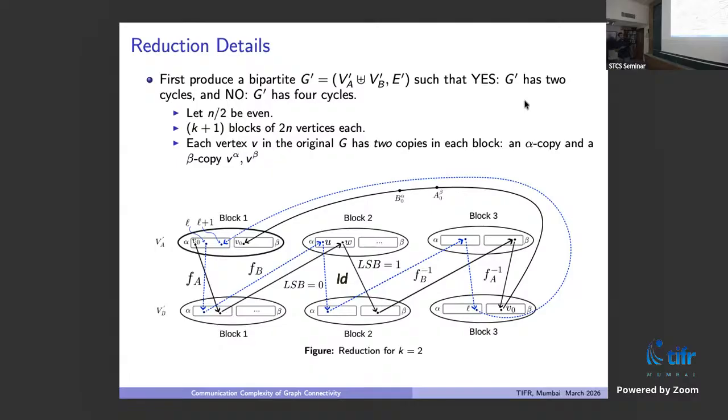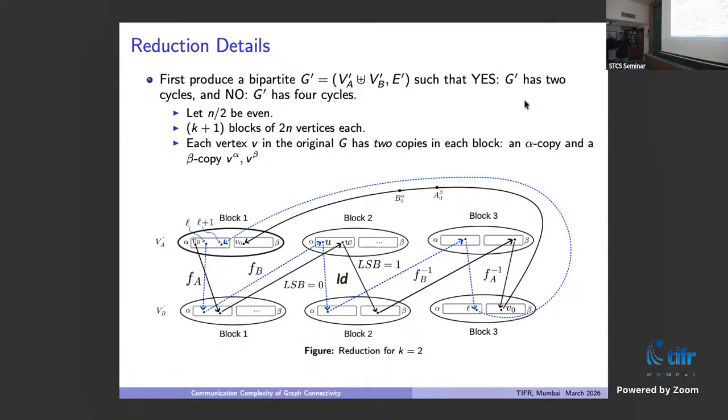Alice adds her edges from, say, block 1 of VA to the corresponding vertices in the lower half. So there's VA prime and VB prime. What was going between VA and VB in my pointer chasing instance, she adds between VA prime and VB prime. Bob adds the edges going from this block to the next block. So what does this do?